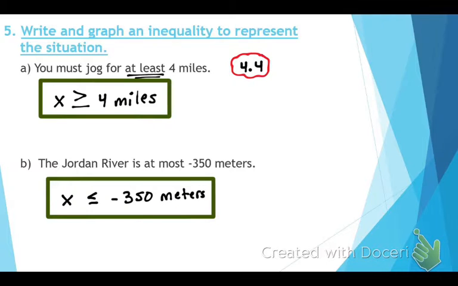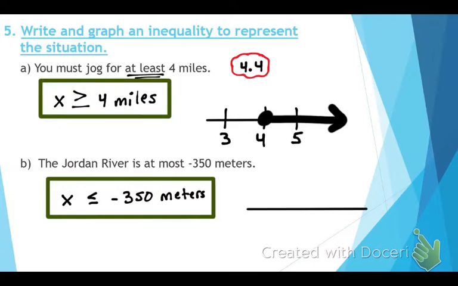Let's go to the first one up here. Just the girls. What number should go in the middle? 4. Okay, to the left would be 3, to the right would be 5. Ladies, is this an open or a closed circle? Closed circle because it could be exactly 4 miles. And Kaylin, where should it go? It is going to go to the right because all solutions are greater than 4.